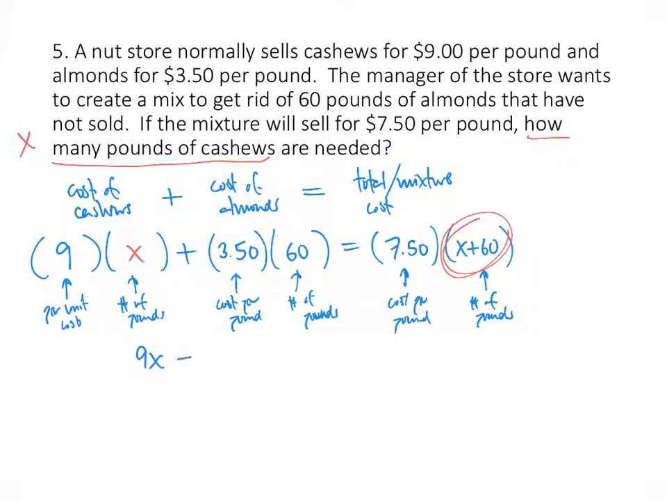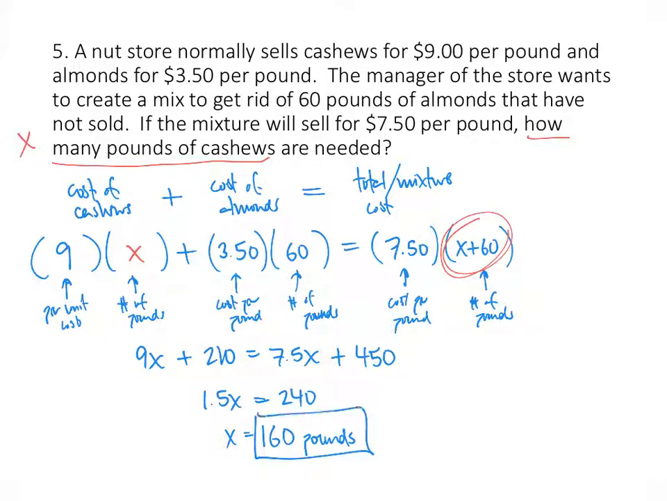So solve. On the left-hand side, 9 times x, 9x. 3.5 times 60 is 210. On the right, 7.50, so that gives me 7.5x. 7.5 times 60, that's 450. And now let's see, let's subtract 7.5x from both sides, that gives us 1.5x. Subtract 210 from both sides, that gives us 240 on the right. Divide both sides by 1.5, that's 160. So again, x represented the number of pounds of cashews, so that's 160 pounds. And x was the answer that we were looking for, and so that ends the problem.